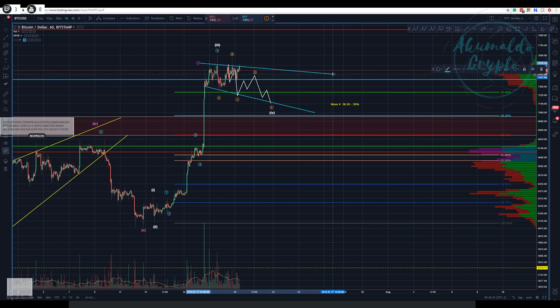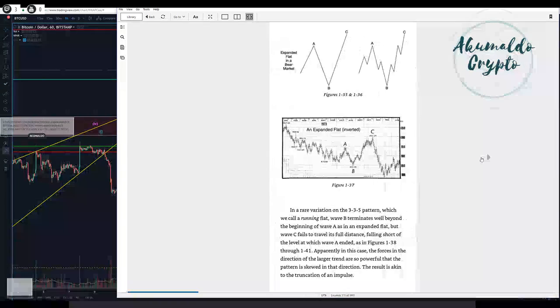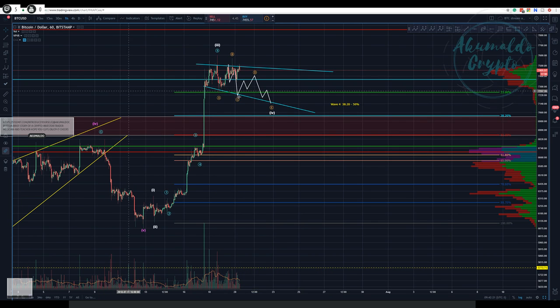It might be like this. We have this pattern here in the book. Let's see if we find it. I always like to use this book as a guideline. This is the expanding pattern. We might see something like this, an expanding pattern, but it's too soon to tell what's gonna happen. I think it's gonna take days to finish this pattern. If it's an expanding triangle, A, B, C, D, E, or if it's gonna contract.